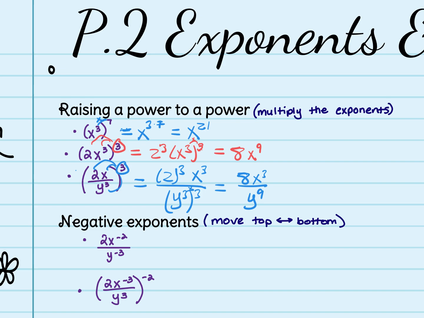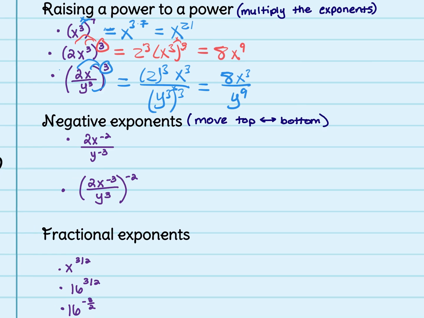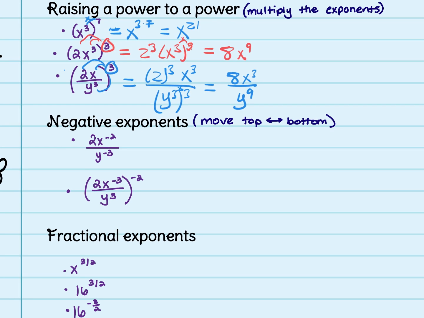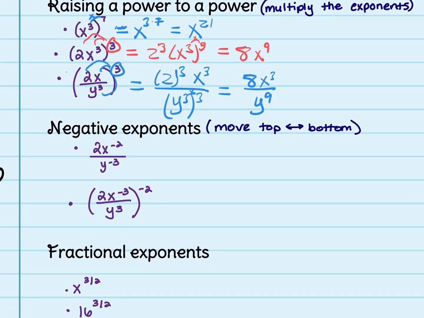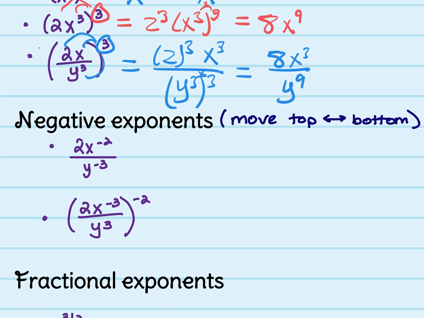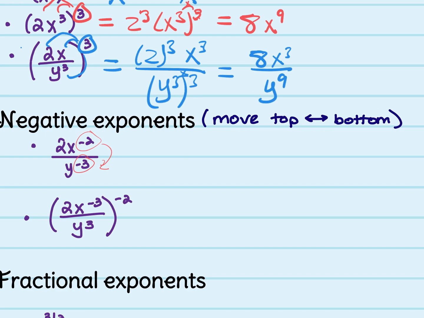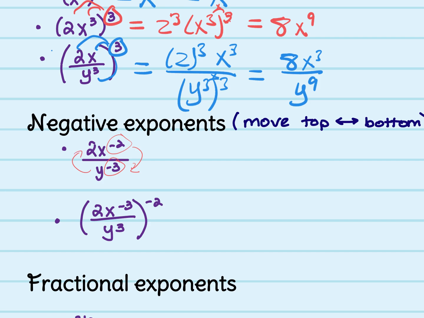All right, good. And now negative exponents, right? All a negative exponent does is just switch its place. In class, a lot of you are going to say flip it, right? So you're going to flip it. So, for example, 2x to the negative second power. The negative 2 on the x just means that we're going to move this to the denominator, right? And then we see a negative 3 on the y. This just means we're going to move it to the numerator, all right?